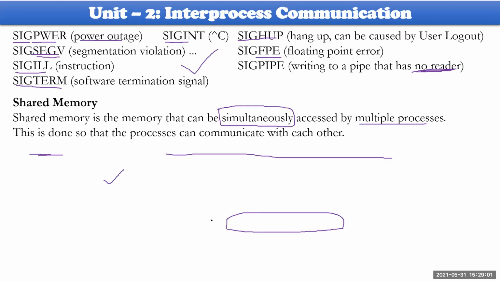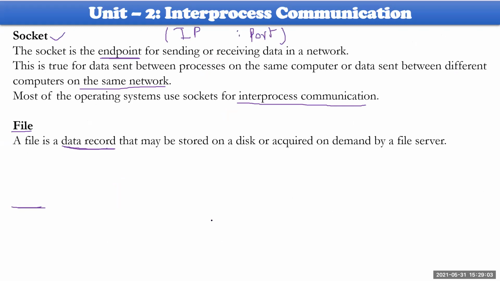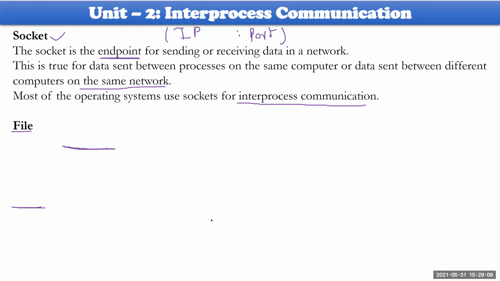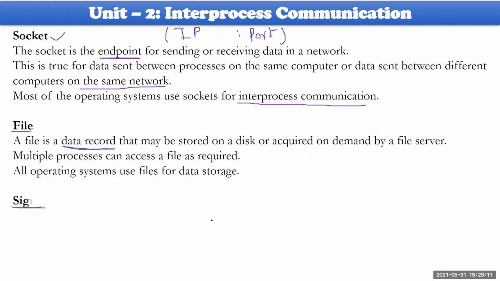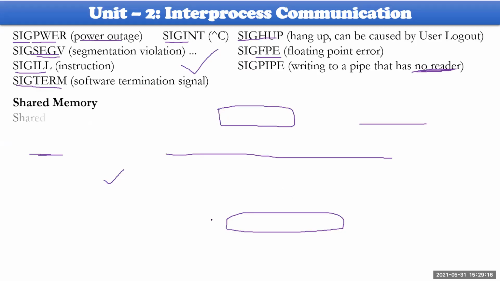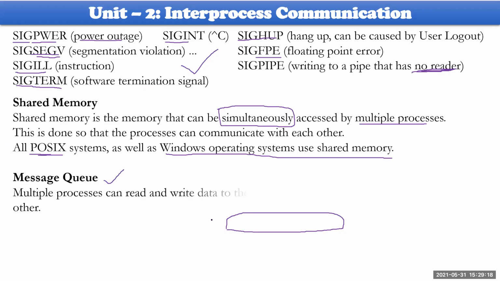Let us go ahead and review. The first approach is pipes, and the second one is sockets. Third one is files. Fourth one is signals. Fifth one is shared memory, and the last one is message queue. These are all different kinds of approaches. You have to use them to make two processes communicate successfully.